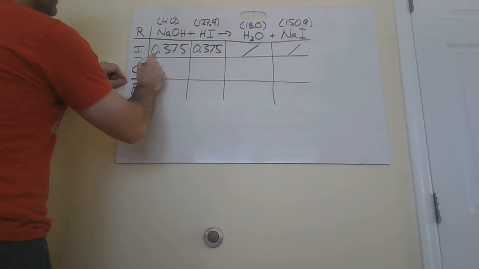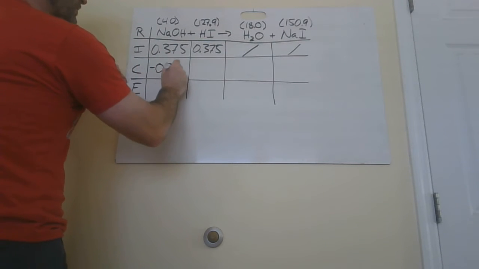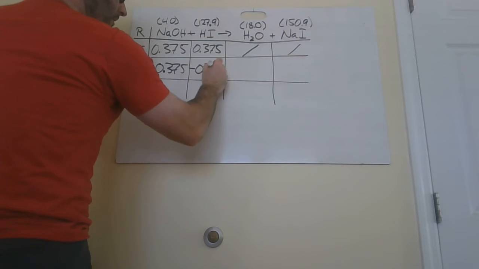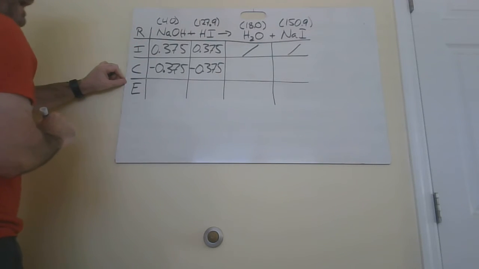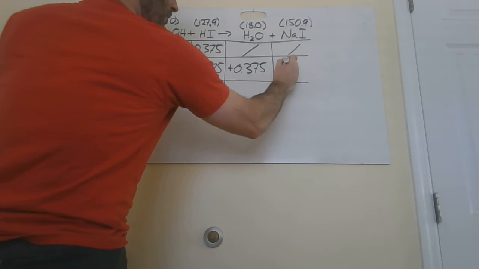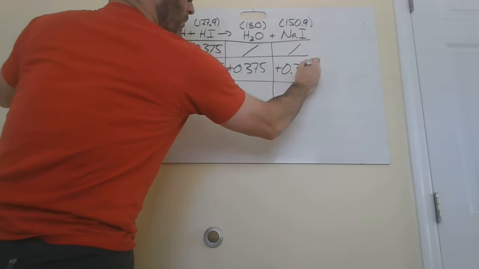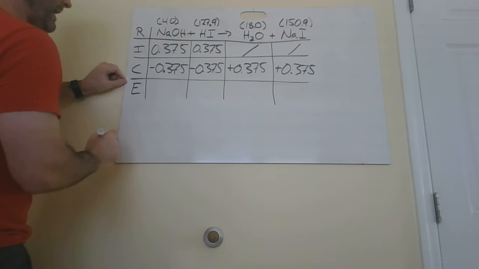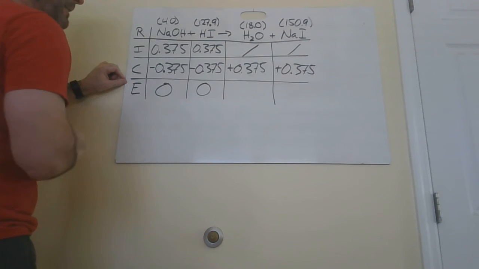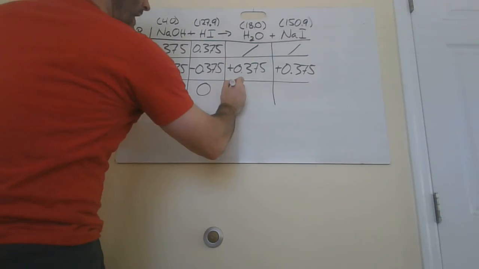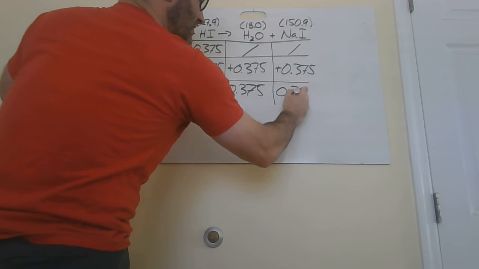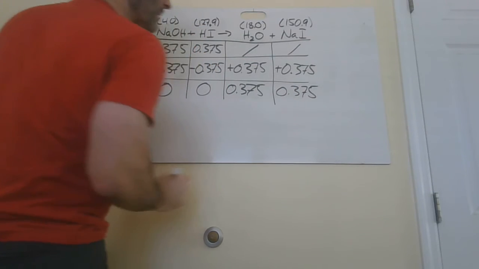So the change line: we're assuming in this one that we don't have a limiting reagent, so all of these will disappear. It's a 1-to-1 reaction, so equal amounts of our products will appear, but we're really interested in the sodium iodide. So when we're done, goose eggs for the sodium hydroxide and the hydroiodic acid, and 0.375 moles of water, and 0.375 moles of sodium iodide.